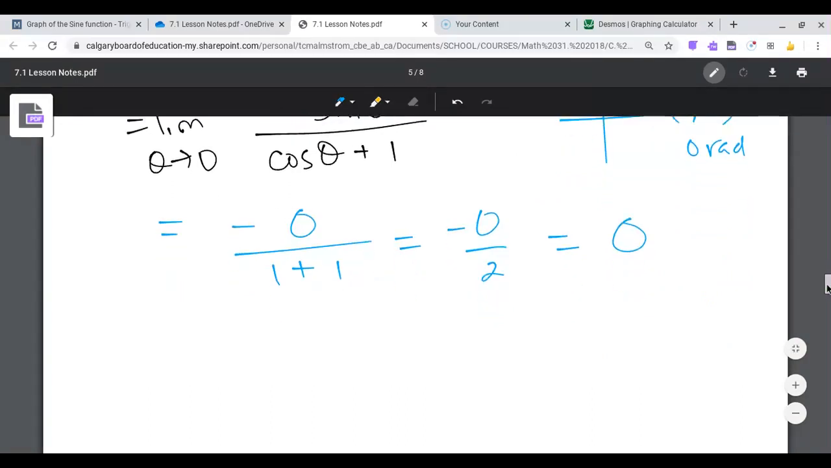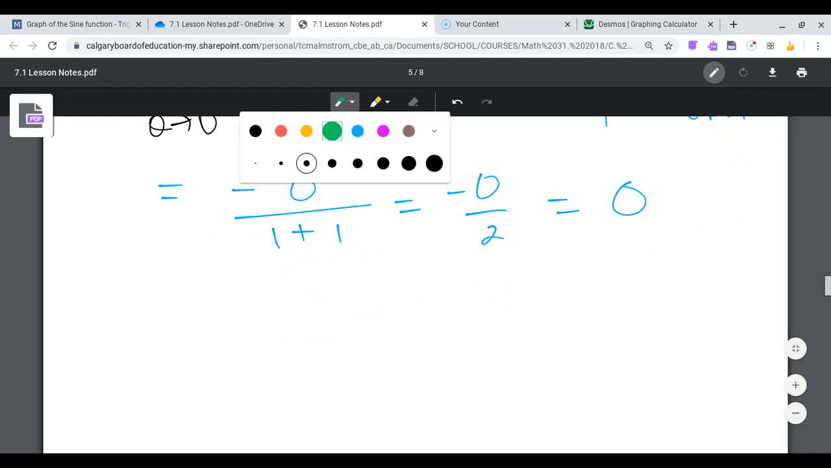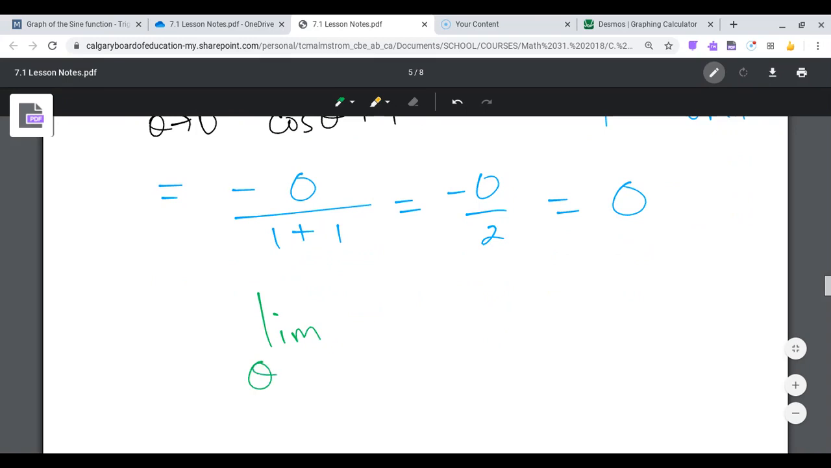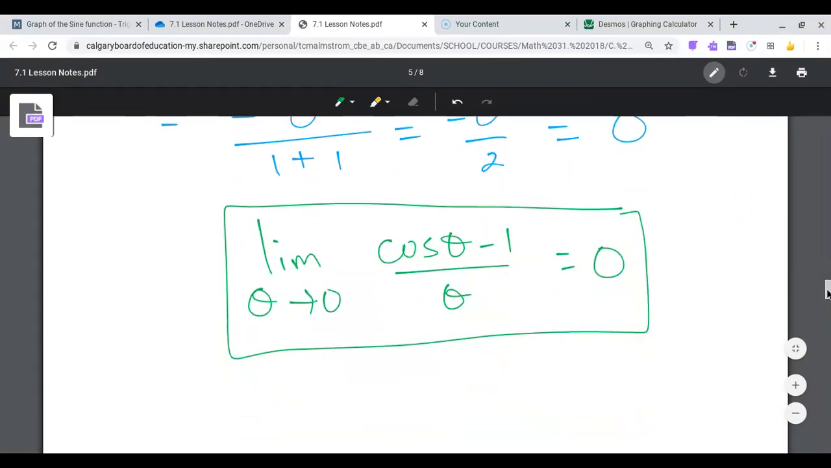Now this actually is another identity, or not identity, but another limit that's quite often seen. The limit as theta approaches 0 of cos theta minus 1 on theta is equal to 0, and that's another good one to memorize if you're headed to doing more math at university.